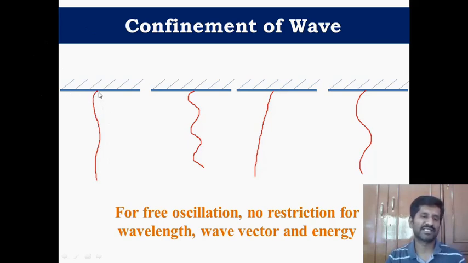To understand confinement of a wave, first I use one small example. Let us consider one string, the red colored portion of the diagram. One end of the string is fixed to the ceiling. When you disturb this string, wave motion is executed in the string. As one end of the string is free to oscillate, there is no restriction on wavelength. So wave vector, wavelength and energy in this string are all continuous functions.